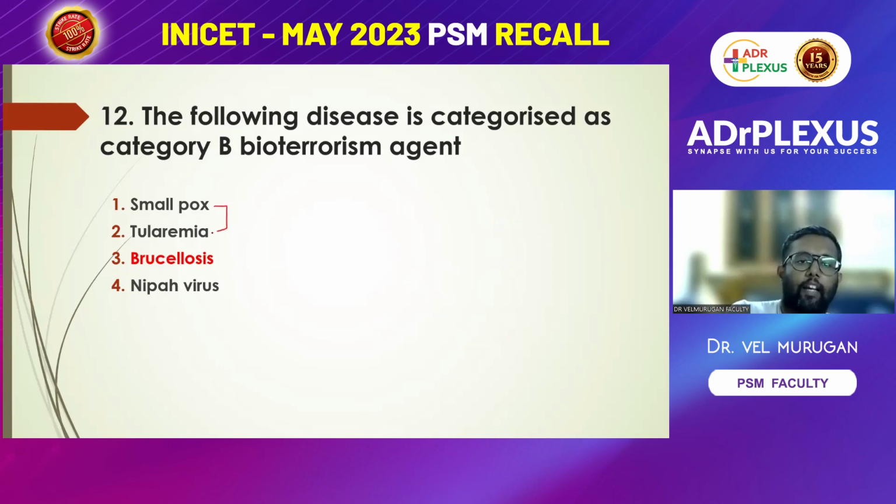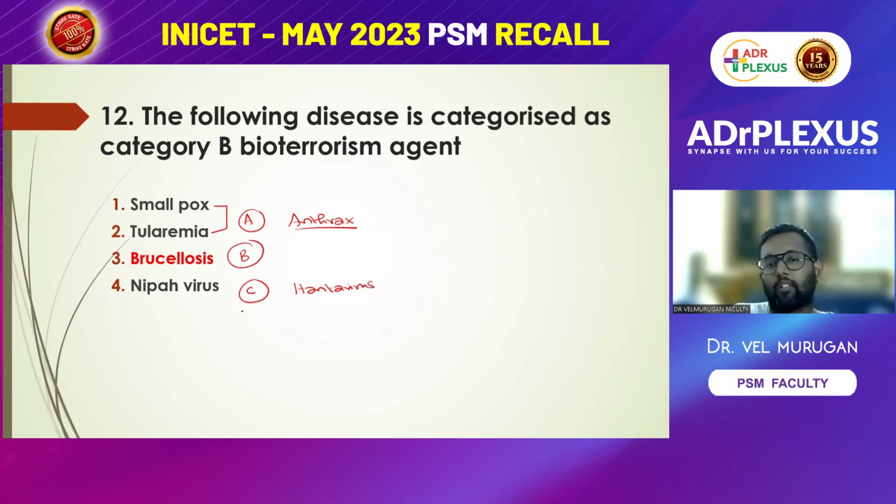Smallpox, tularemia, and anthrax all come under category A bioterrorism agents. Nipah virus, hantavirus and others come under category C, new emerging infections. So brucellosis will come under category B. We can see the list on the CDC website. CDC gives a valuable list of all the bioterrorism agents.